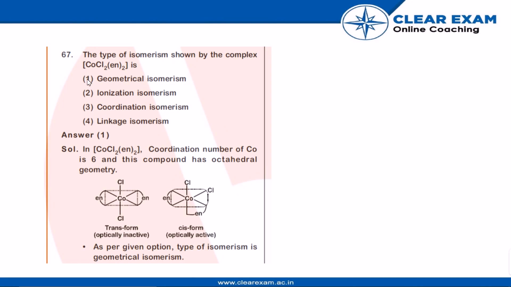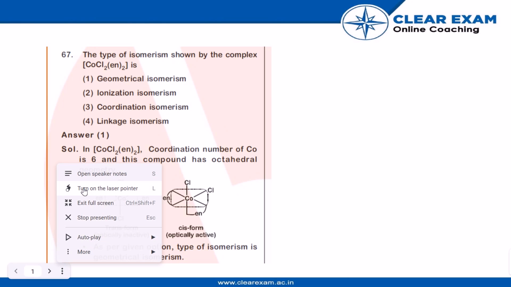So the 67th question is: the type of isomerism shown by the complex [Co(Cl)2(en)2] is geometrical isomerism, ionization isomerism, coordination isomerism, or linkage isomerism. So we have to tell which type of isomerism is shown by this complex [Co(Cl)2(en)2].